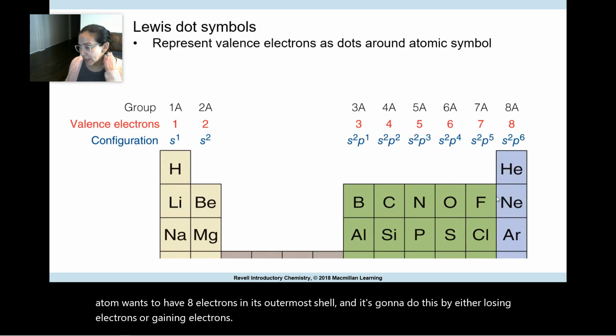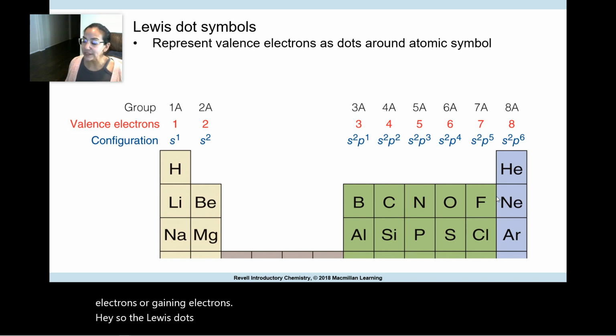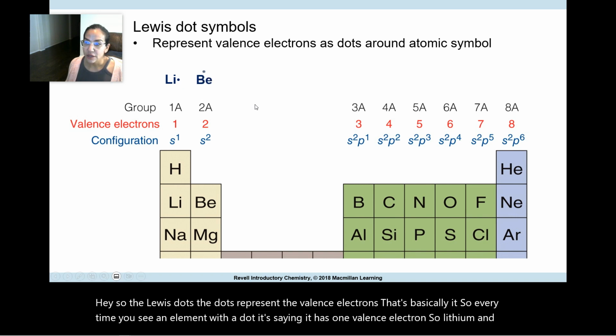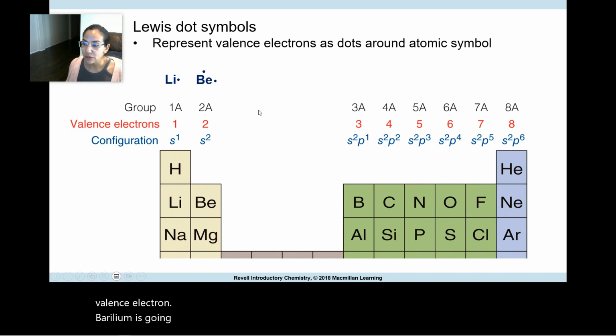Okay, so the Lewis dots. The dots represent the valence electrons. That's basically it. So every time you see an element with a dot, it's saying it has 1 valence electron. So lithium has 1 valence electron. Beryllium is going to have 2. Boron, 3. Carbon, 4. Right?